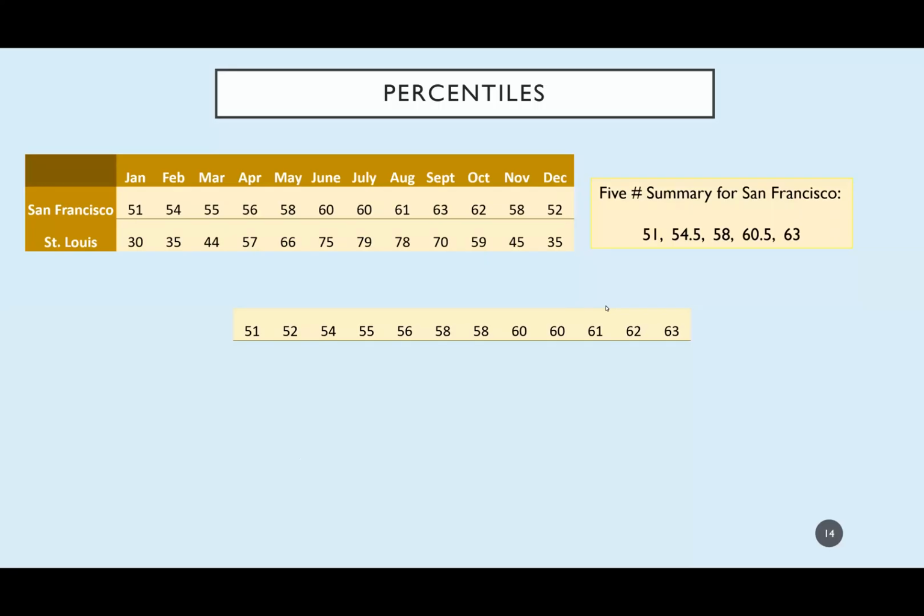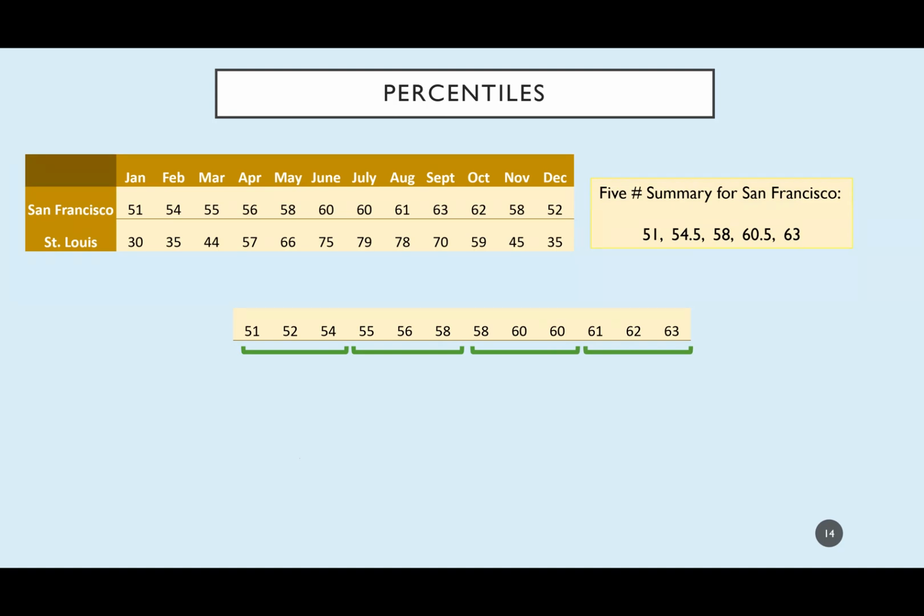So the first chunk is going to be between 51 and 54.5. So you can see that takes us from our min to our Q1. Then the second quarter chunk is going to be 54.5 to 58. So this takes us from Q1 to the median. Then we'll see another quarter going from the median to Q3. And then lastly, we have from Q3 to the max.